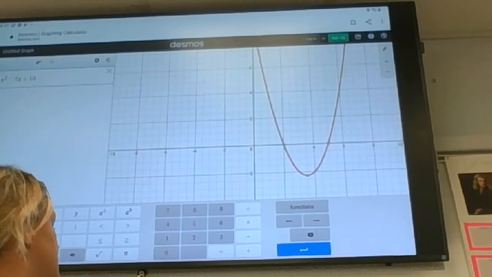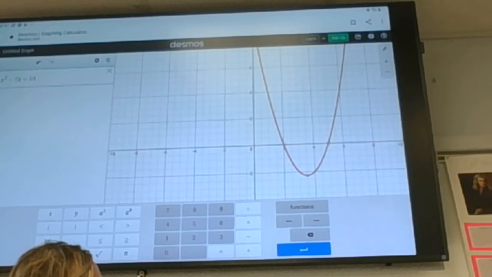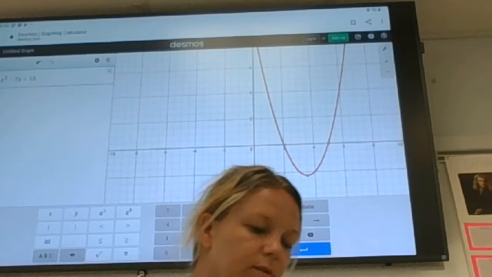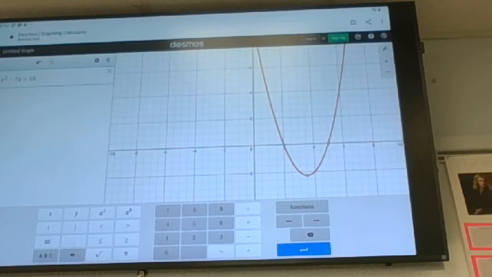Alright, so this is a nonlinear graph because it's curved. Number 2, what is the y-intercept? 10, 10, 0. 0, 10, 10, 0, same thing.